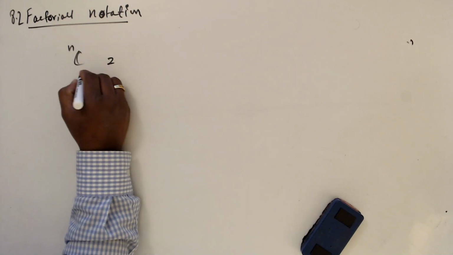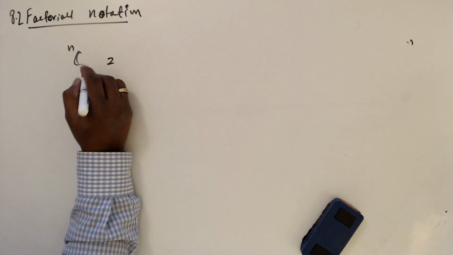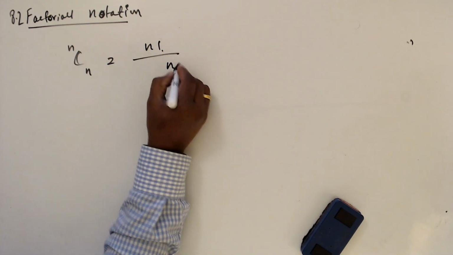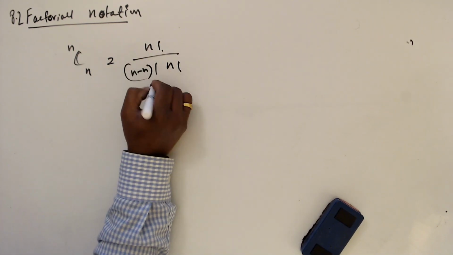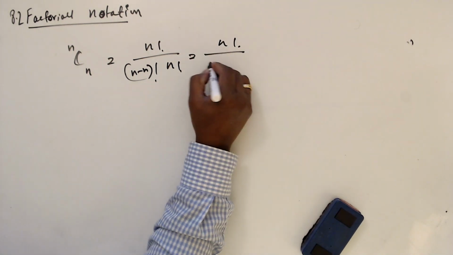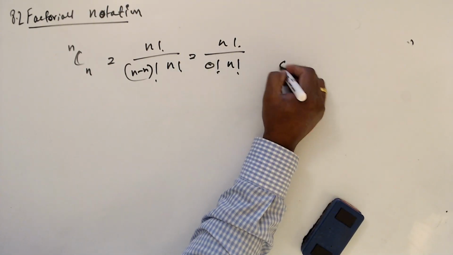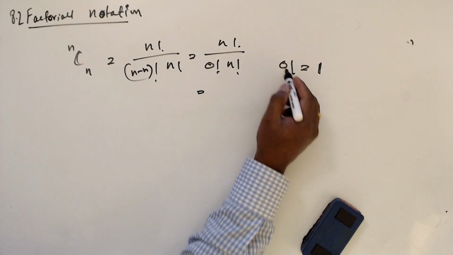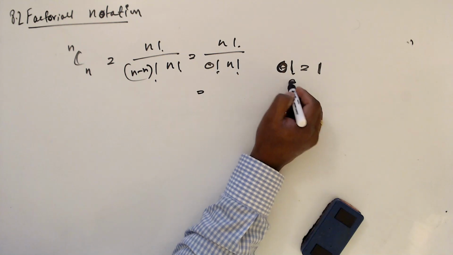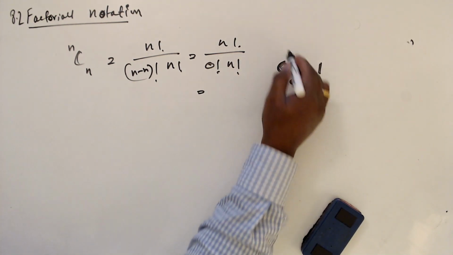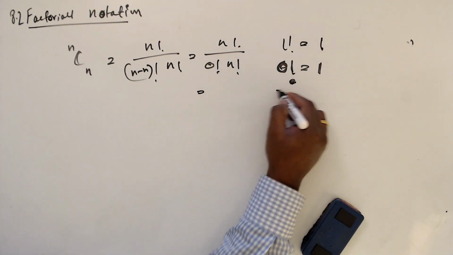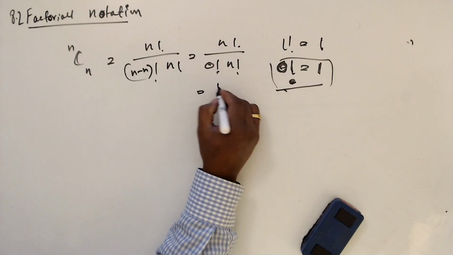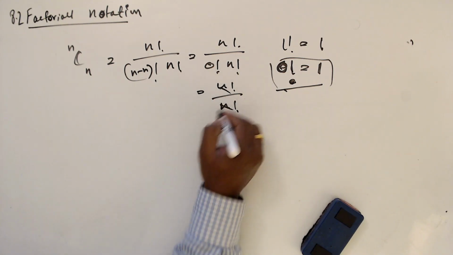What is nCn? Factorial n over factorial n minus n and factorial n, which is factorial 0 and factorial n. We know factorial 0 is 1. So if you don't know, just learn now. Factorial 0 is 1, factorial 1 is also 1. This is by definition. Right? So this is n over n, which cancels out to 1.